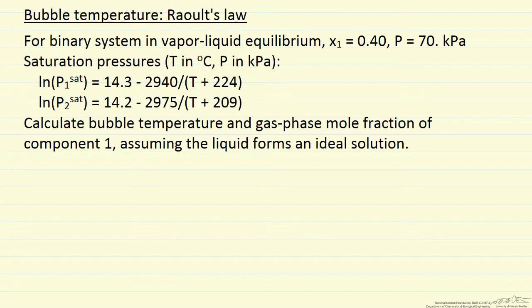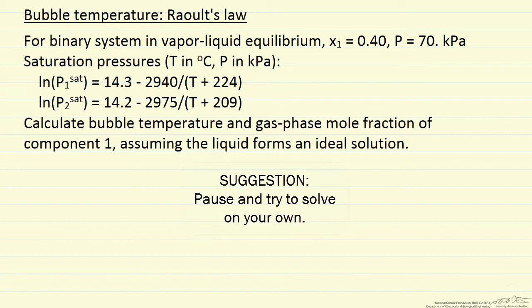In this screencast, I'm going to calculate the bubble temperature for a binary mixture using Raoult's law. So we're given liquid composition and pressure, and equations for how the saturation pressure changes with temperature, Antoine equations. We want the bubble temperature, and we also want the composition of the vapor phase. This is an ideal liquid solution.